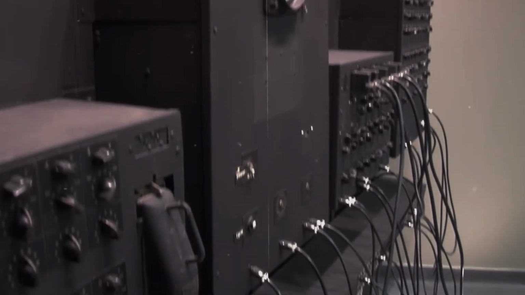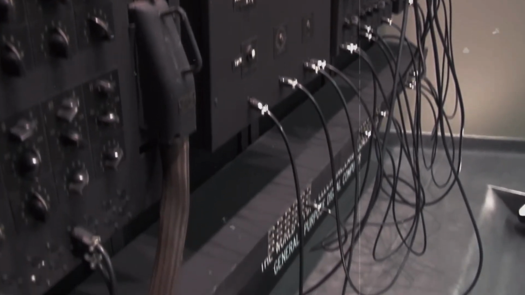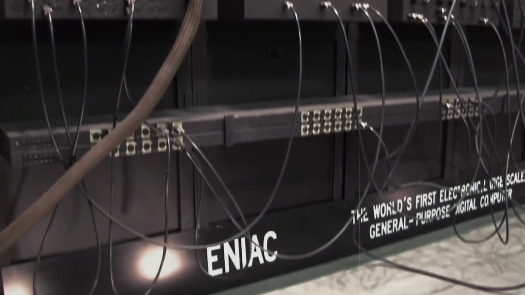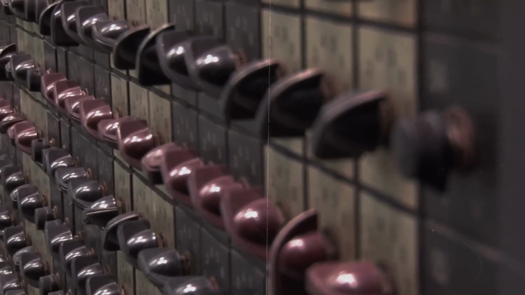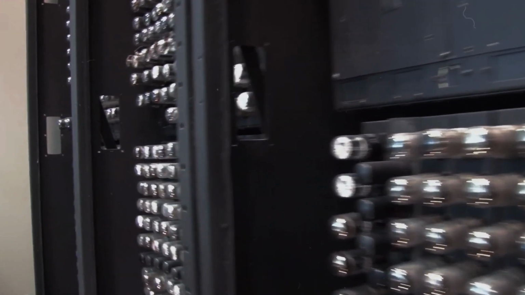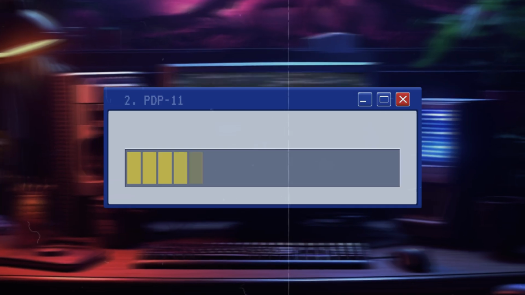Born from the urgency of World War II, ENIAC was designed to calculate artillery firing tables, a task crucial for accelerating wartime calculations. ENIAC proved that machines could handle complex calculations at speeds impossible for humans, laying the groundwork for all future computing.